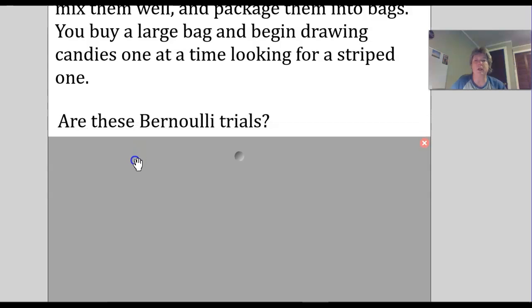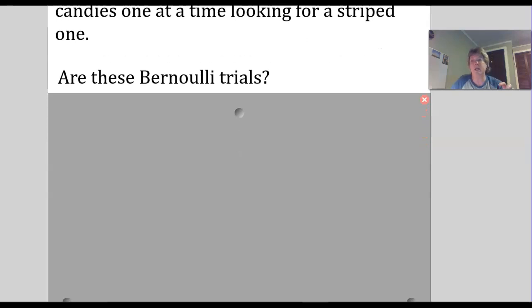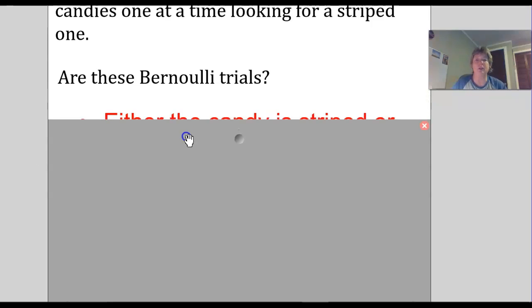So the first question here is, are these Bernoulli trials? Do they fit those two categories? Are there only two outcomes? When you pull an M&M out of the bag, we're looking to see whether it's striped or not. So in this case, there are only two outcomes. Even though there might be 5 different colors in the bag, we're breaking it down into striped or not striped. We're taking an outcome that may have multiple outcomes and breaking it down to have only two. We're going to look at whether it's striped or not. So that first condition is met, right?